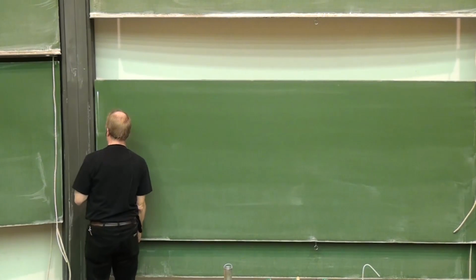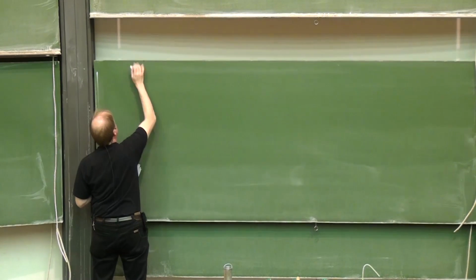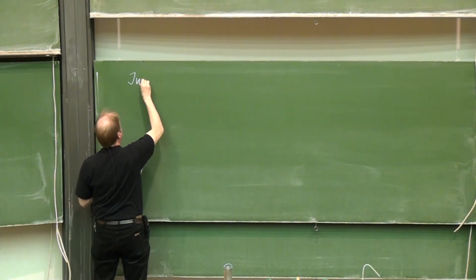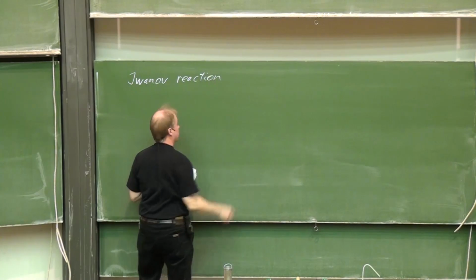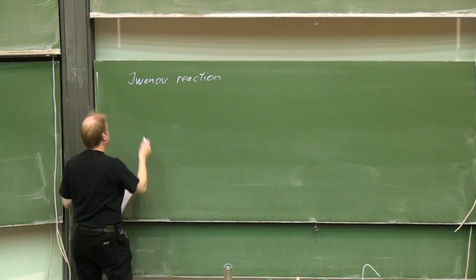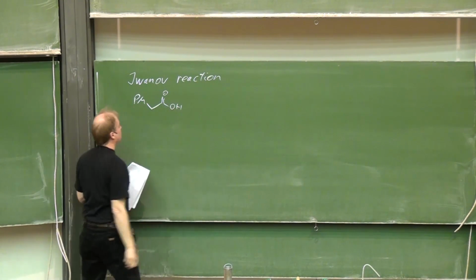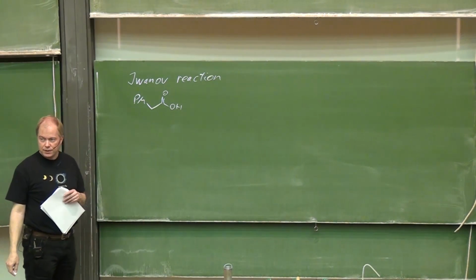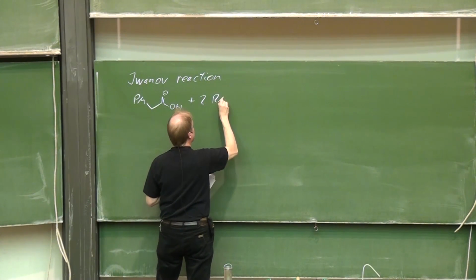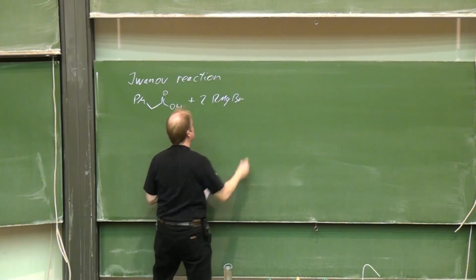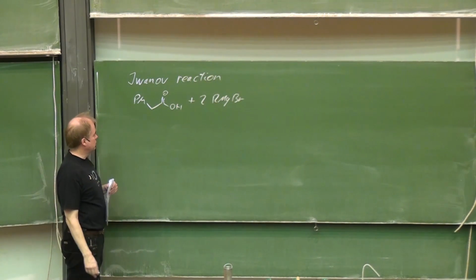Let's change to an interesting special case. It's known under the name Ivanov reaction. An instructive example, starting with phenylacetic acid and treating that with two equivalents of a simple alkyl Grignard.